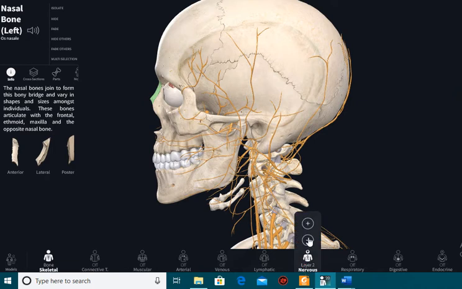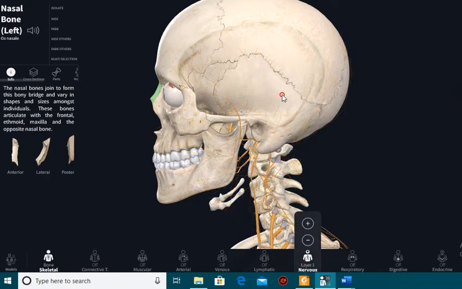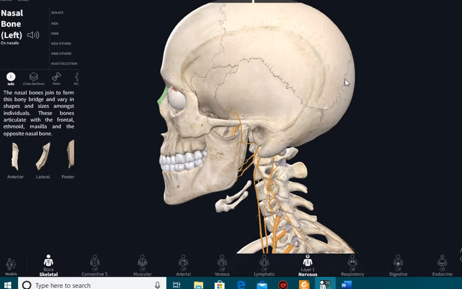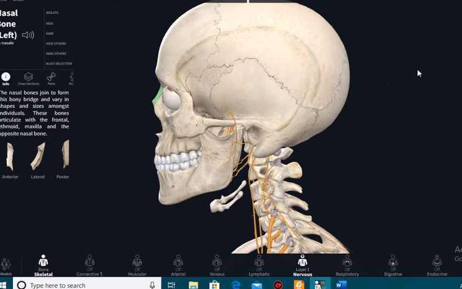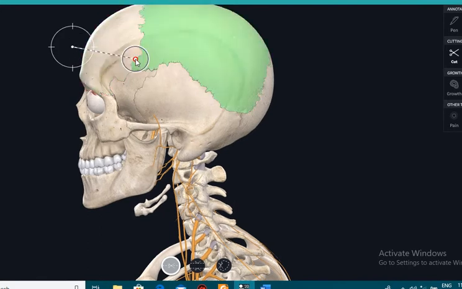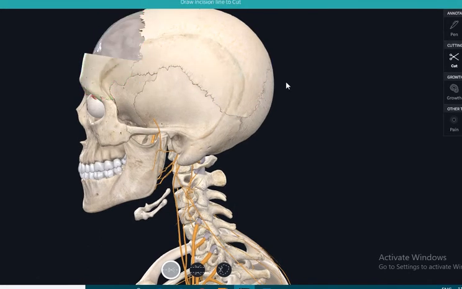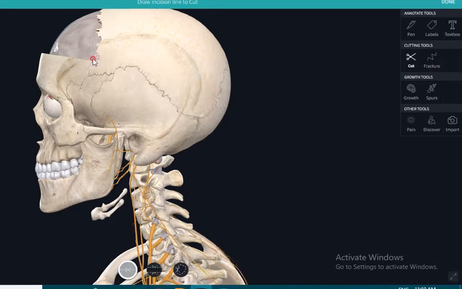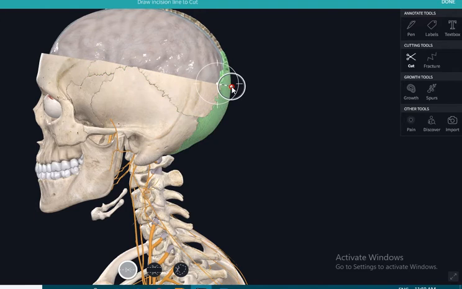At first we are going to use some low numbers. Now to visualize inside the cranial fossa, we are going to cut all through here. So let's start cutting. I cut first the frontal bone, and then we continue cutting the parietal bone. Then we cut the occipital bone.